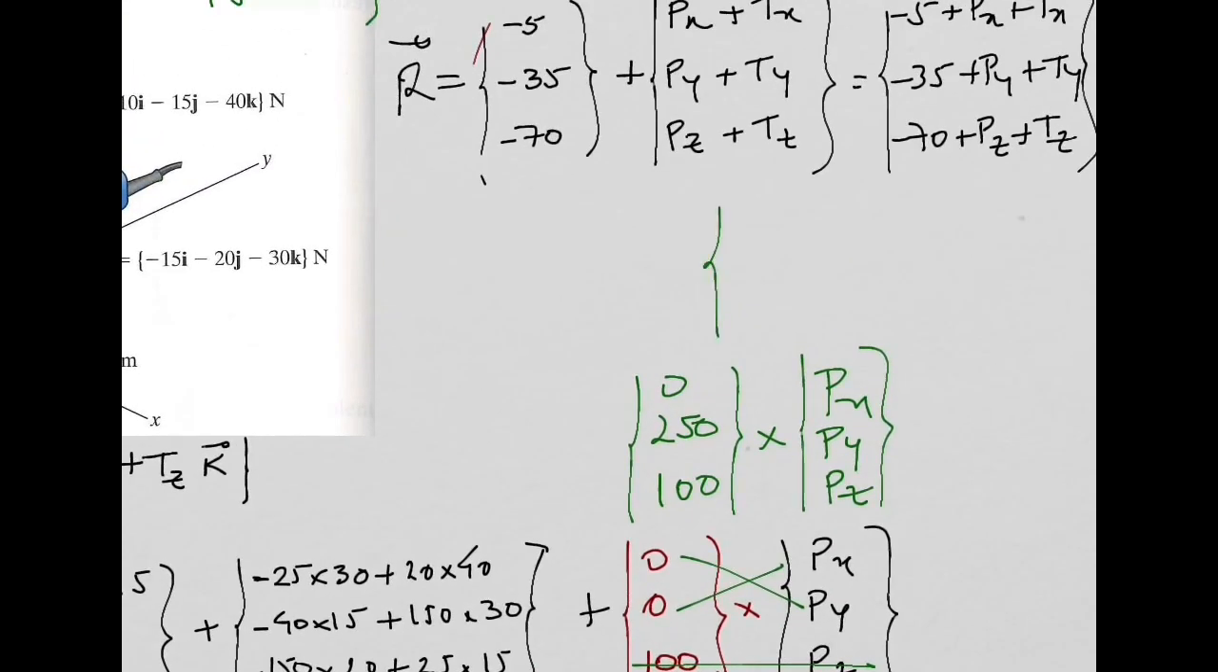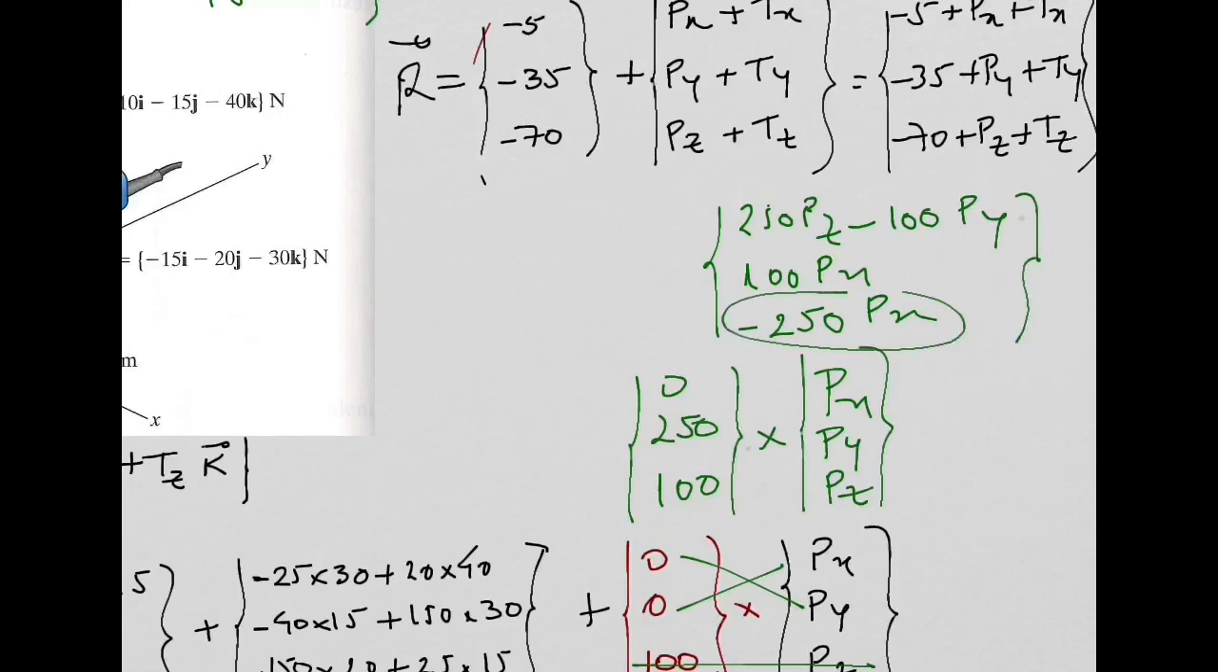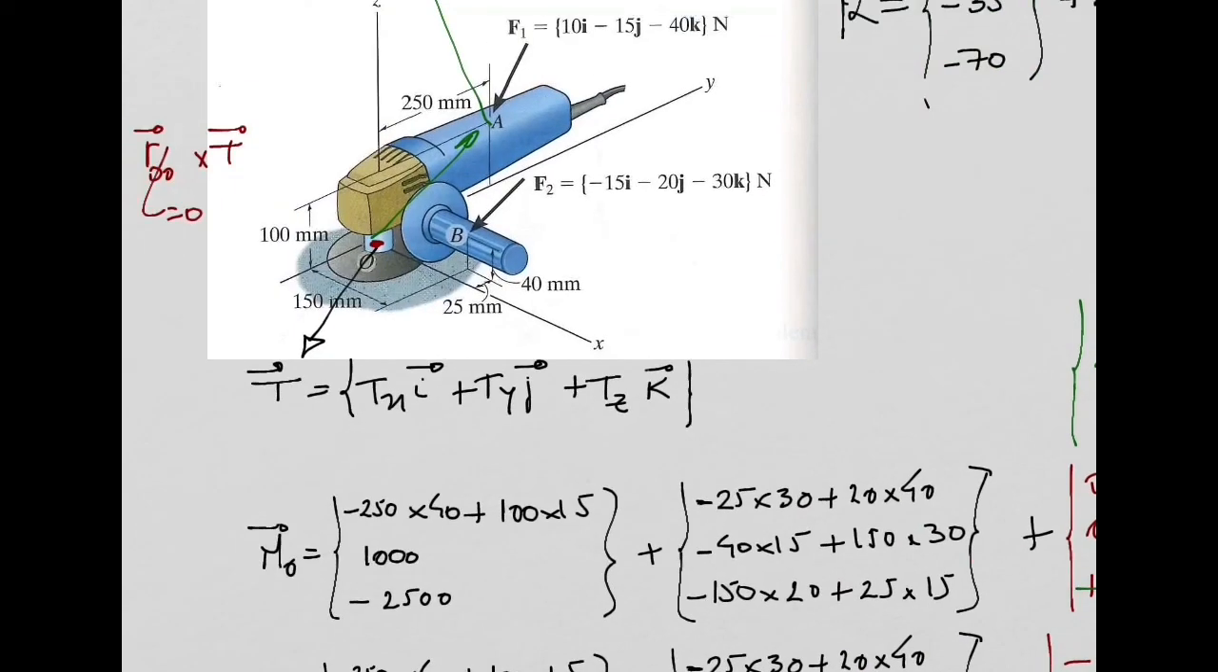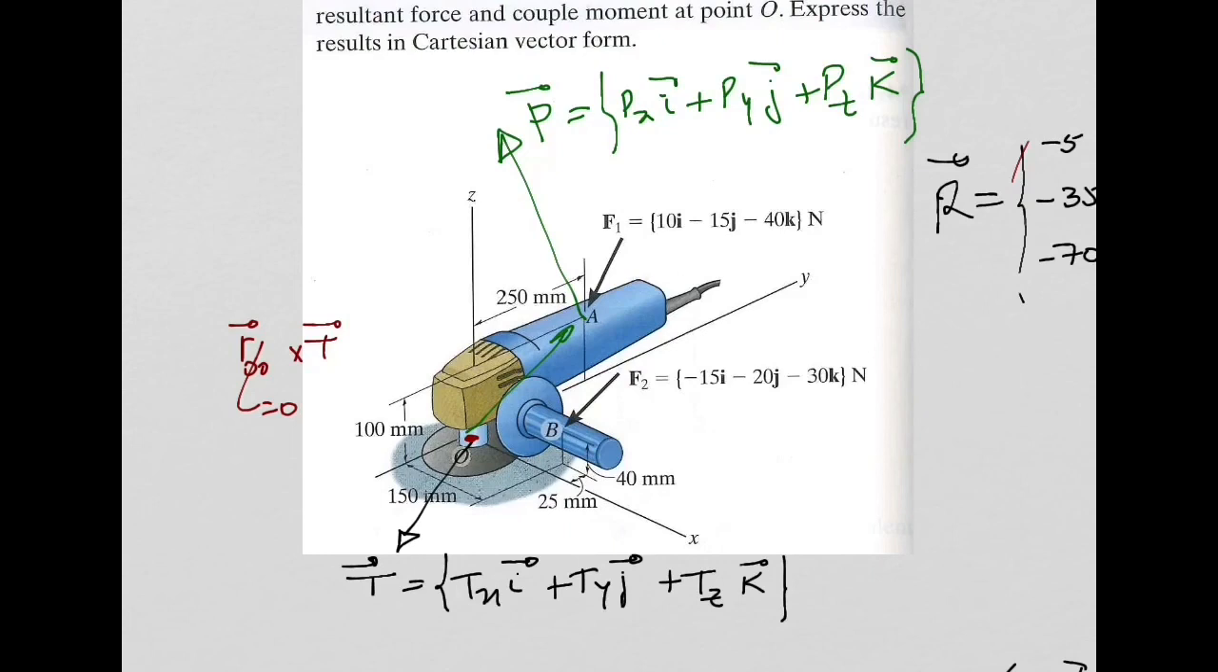In the x direction, I'm going to have something like 250 Pz minus 100 Py. In the y direction, I'm going to have 100 Px. And in the z direction, I'm going to have minus 250 Px. So it's not 0 anymore now. You can see? Before, we had a 0 in the z direction, but if I choose to put my P force at point A instead of this point here, I now get a component in the z direction.